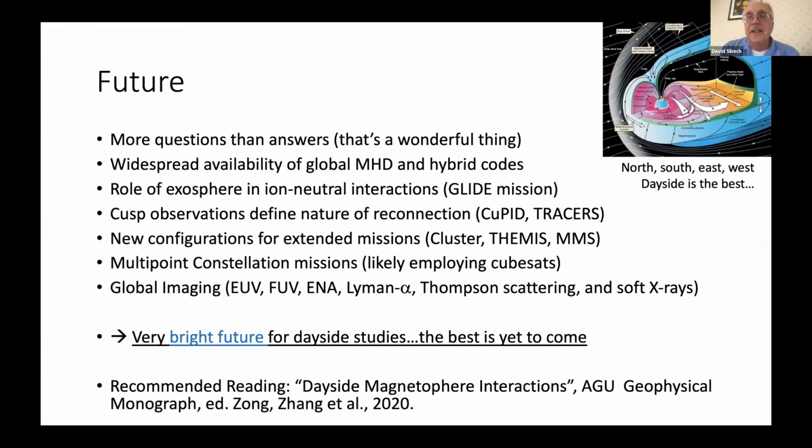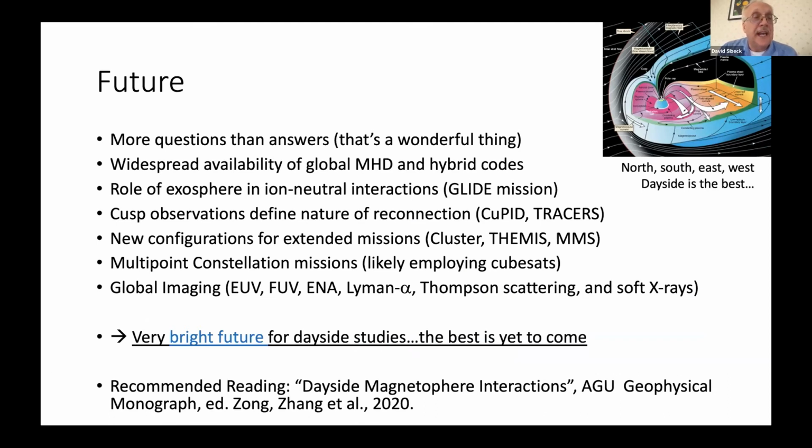So that brings me to the last slide. What is the future for dayside interactions? Well, there certainly are more questions than there are answers, and that's a wonderful thing. It's a vibrant area of research. We're entering a time when global MHD and hybrid code models are going to be available at your request. That is going to make it spectacularly exciting because they will make predictions that observational people will test, and they will go out to see if they can simulate what observers report.